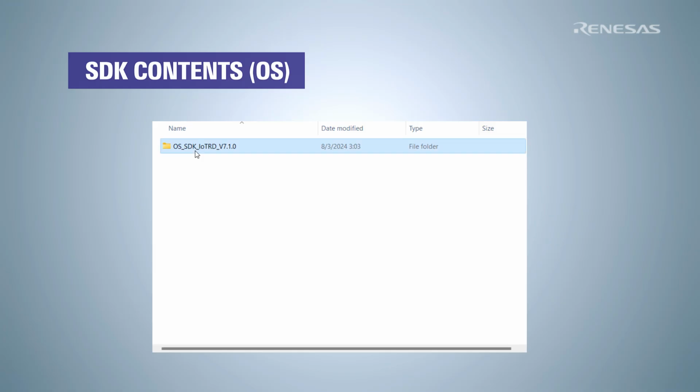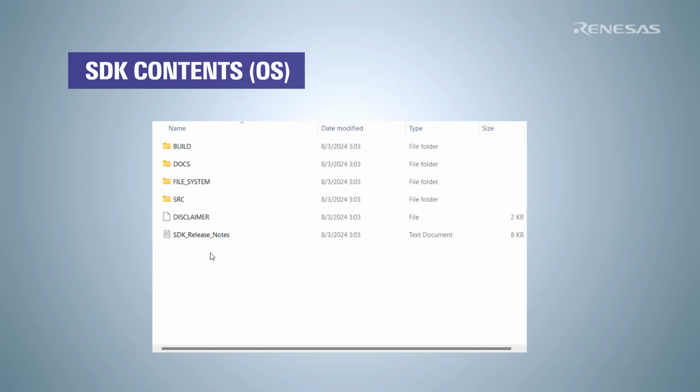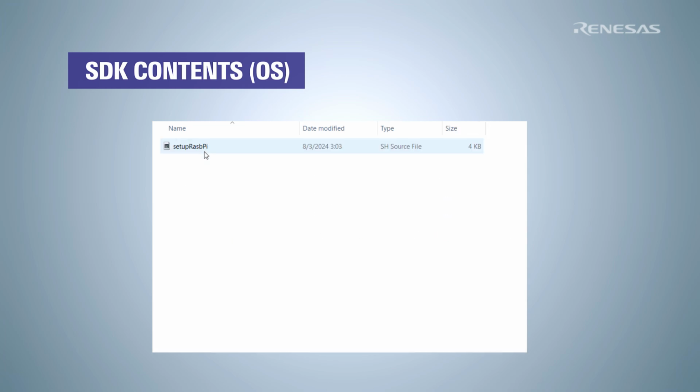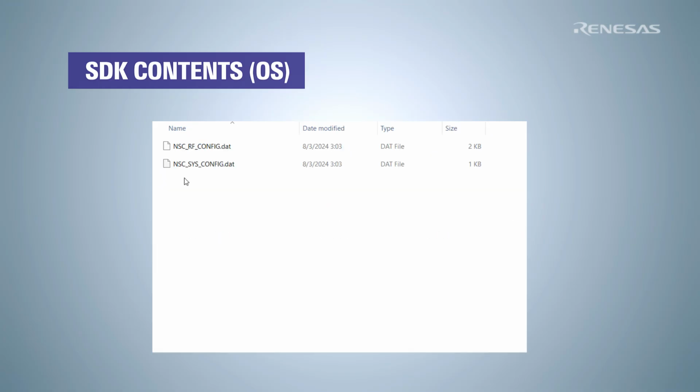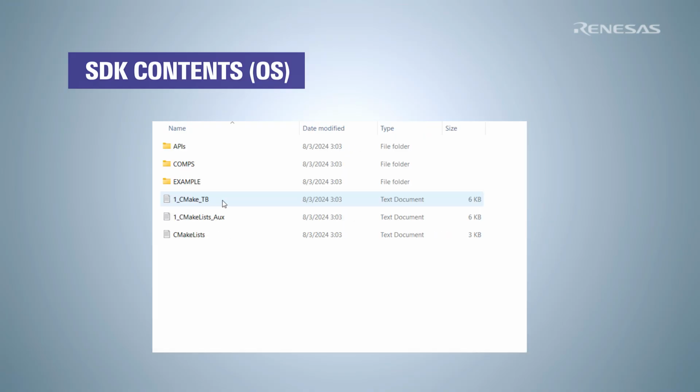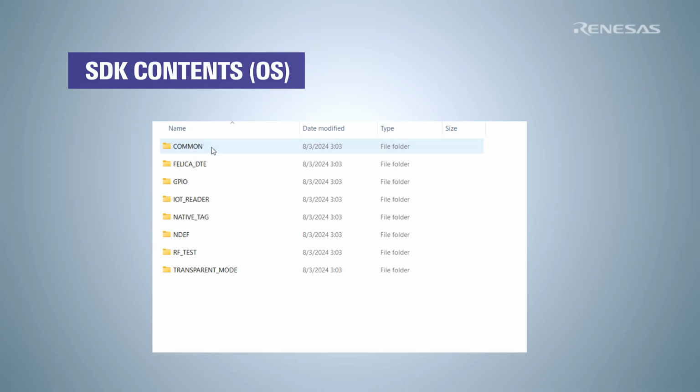The SDK folder contains the subfolders build, docs, file system, and source. The build folder contains a shell script for a pre-built Linux-based application for the Raspberry Pi. The docs folder contains the documentation for API and integration notes. The file system contains the RF configuration files. And finally, the source contains the API components and the example application.